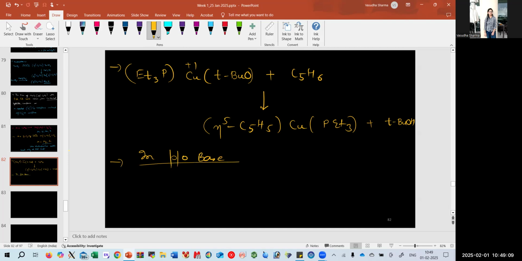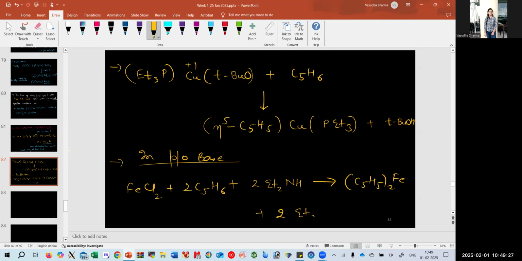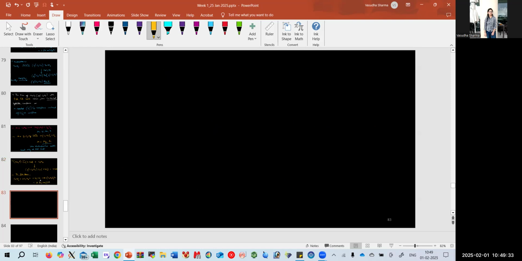If you are treating in presence of base, say for example iron chloride, 2 molecules of C5H6 and 2 molecules of diethylamine, it would form (C5H5)2 iron, plus the amine would take up the proton and form a complex with chloride, right? So sometimes we need to additionally add the base if the basicity of the salt and iron is insufficient.